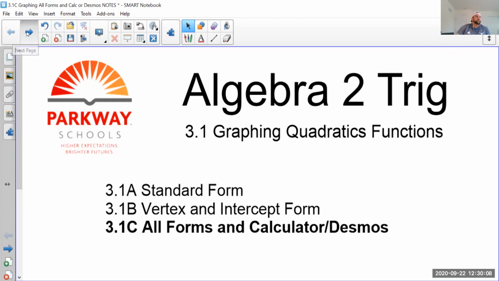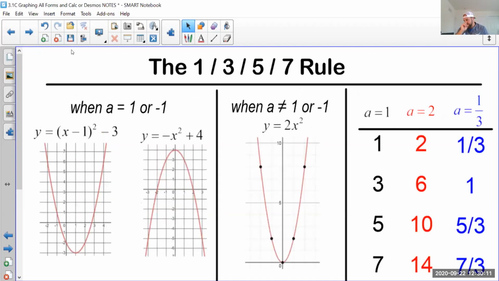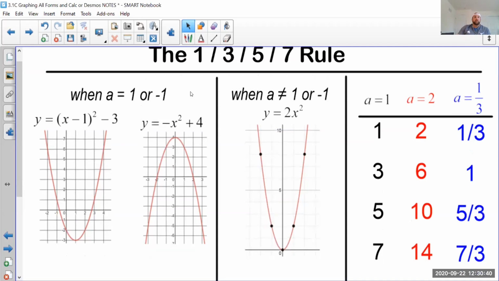But I'm going to talk about multiple different ways of using the calculator. So first thing, we talked about this yesterday, and we talked about how this is by far the easiest way to graph when we're doing any of the forms. We talked about the 1, 3, 5, 7 rule, where when we're doing a quadratic, it goes up by these numbers. We go over 1, up 1, over 1, up 3, and so on. If a is positive, it's going up by that. If it's negative, it's going down by that 1, 3, 5, 7.